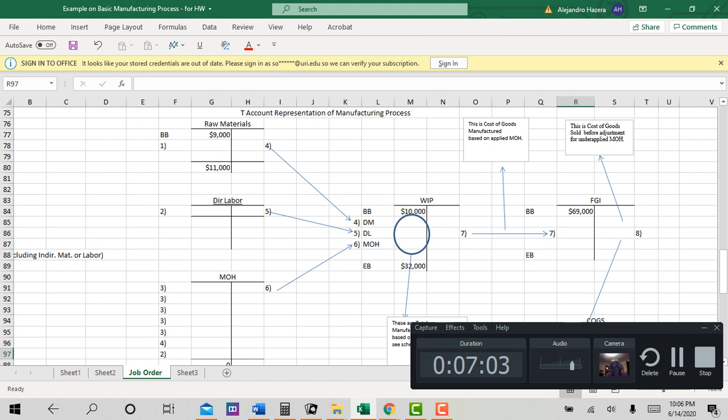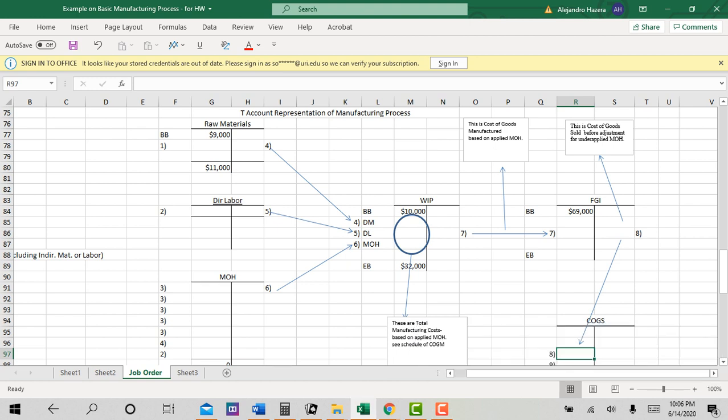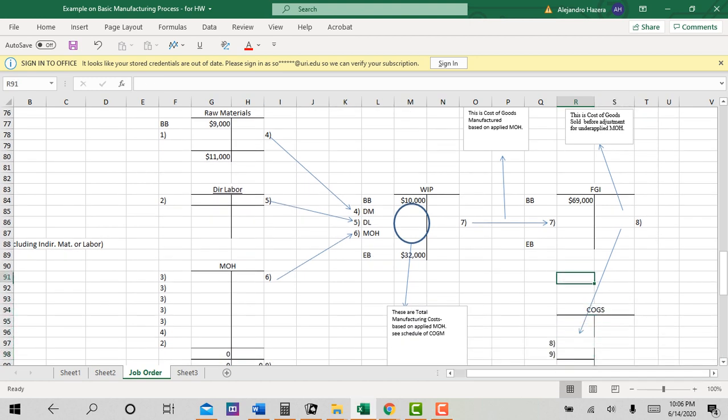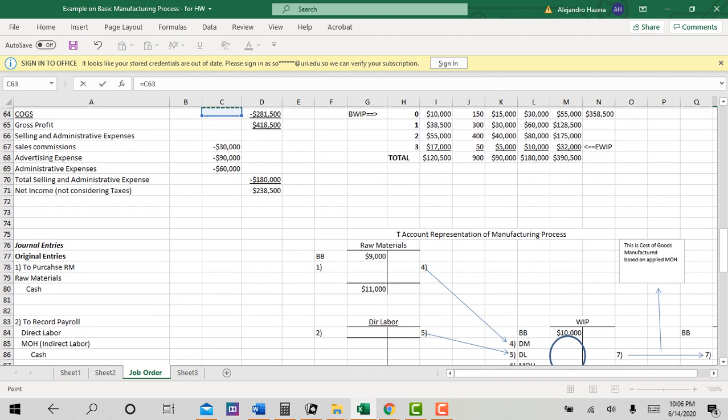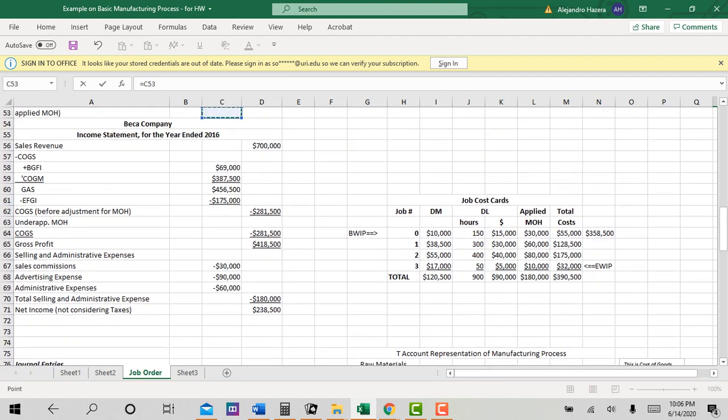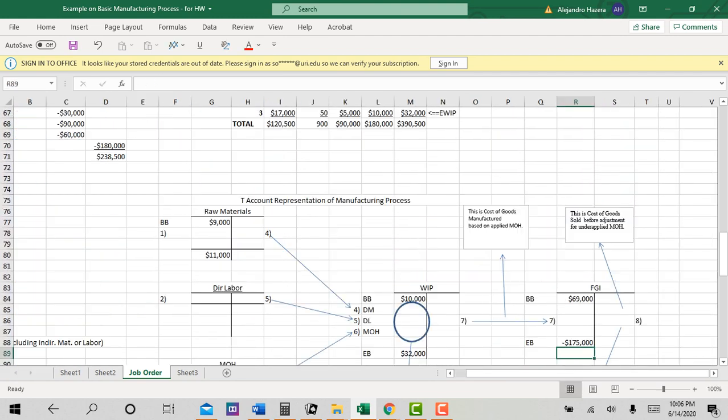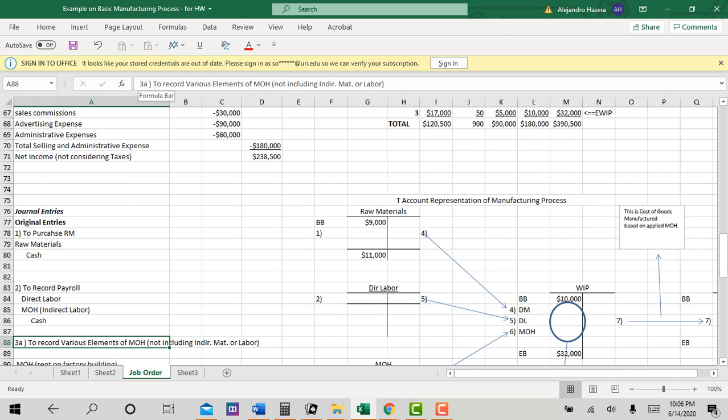I'm going to go ahead and shrink myself here to give myself more space. And then your ending finished goods inventory will be 175,000, which is that number right there. Make it a negative, so it becomes a positive there. So it's 175,000. That's where you start. You've got to put your inventory balances in.